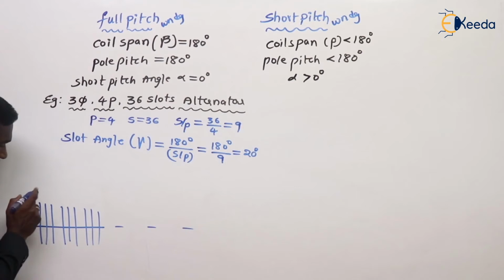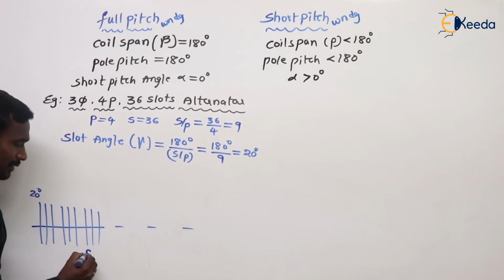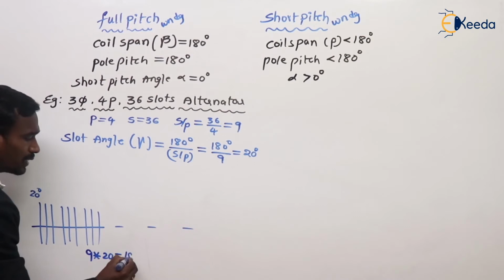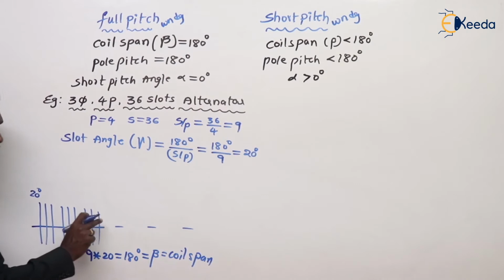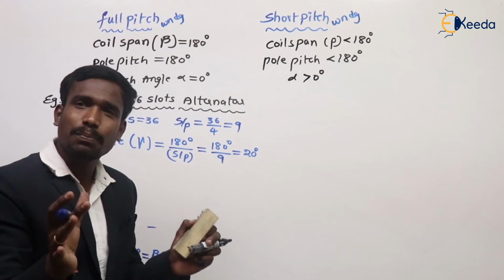How many are there? Here, 9 are there. 9 times 20 is 180. This is our coil span actually. Here my coil span is 20, 20, 20, 20, 20, 20, 9 times, which is equal to 180. Here the coil span is 180 degrees. Hence, this is a full pitch winding.